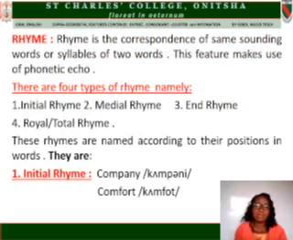Rhyme is the correspondence of same-sounding words or syllables of two words. This feature makes use of phonetic echo. There are 4 types of rhyme, namely initial rhyme, medial rhyme, end rhyme, and royal or total rhyme. These rhymes are named according to their positions in words. They are initial rhyme. Let's see the example. We have company, company, and we have comfort, comfort. Now, when you look at the two words, you can see that the rhyme is at the initial position.